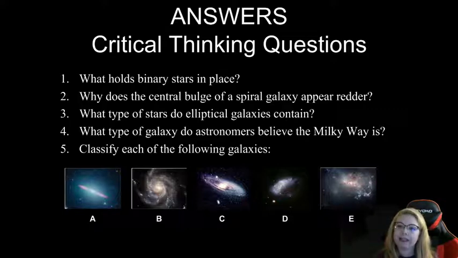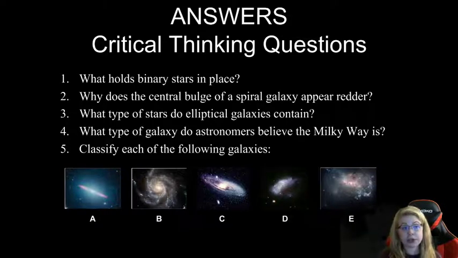Number 3, what type of stars do elliptical galaxies contain? Elliptical galaxies contain old stars. Again, those were the bullet points I said you want to go back to and make sure you understand the differences between the 3 types of galaxies. So elliptical contains old stars. Number 4, what type of galaxy do astronomers believe the Milky Way is? It appears to astronomers to be a spiral galaxy.